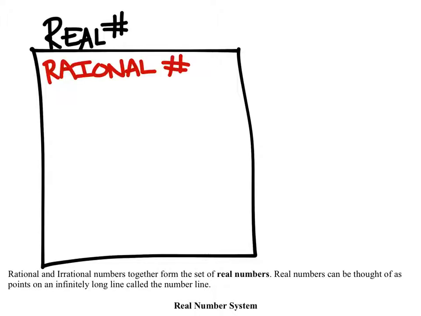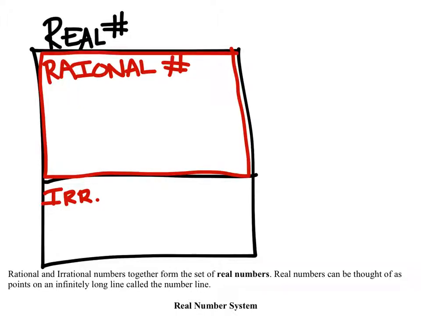Wait, are we drawing this? But if we do split this up, the real numbers, the other part would be irrational numbers. Now the irrational numbers, there's quite a few of them. In fact, there's just as many as the rational numbers, I suppose. But we've got those rational numbers, which would be this box right here.